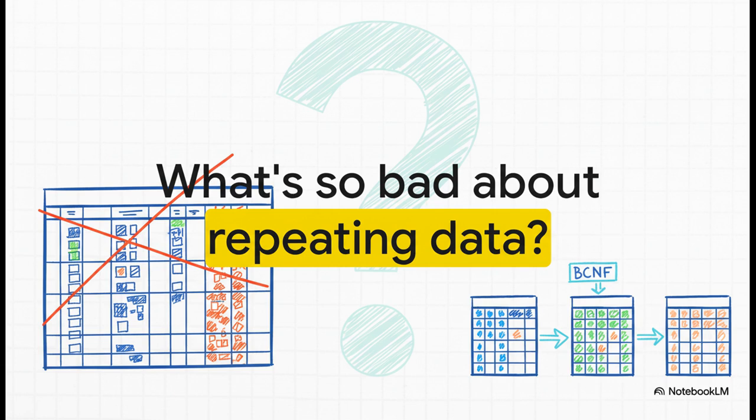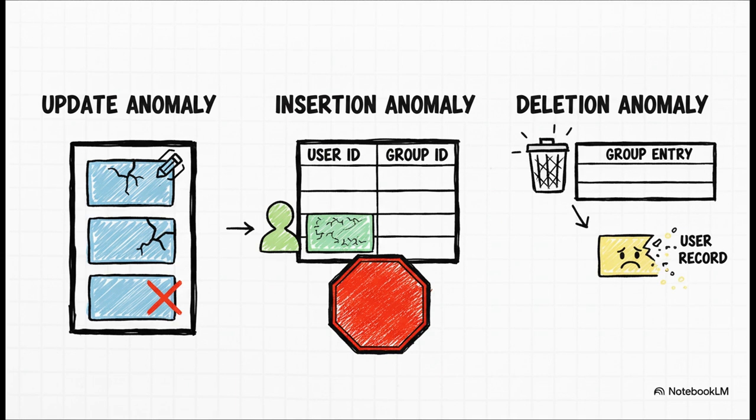Well, this seemingly harmless habit, what we call redundancy, opens the door to some truly disastrous consequences. We call them anomalies. And this is where things get really ugly. First, you've got an update anomaly. Let's say Lisa changes her username. You now have to hunt down every single place her name appears and change it. If you miss just one, your data is now a lie.